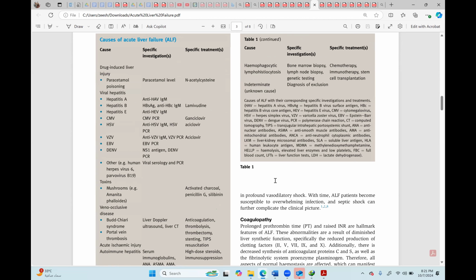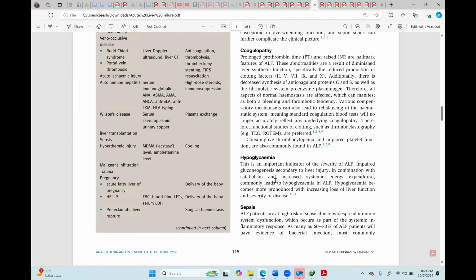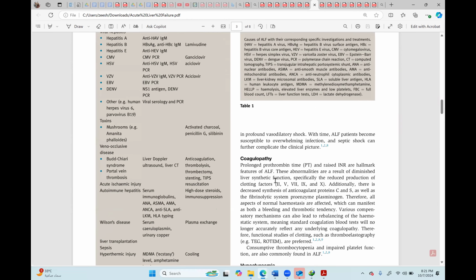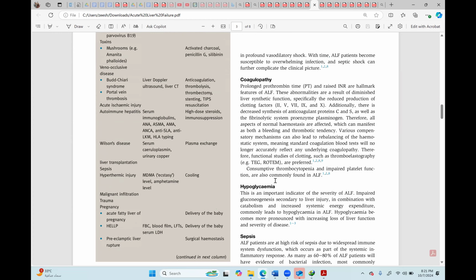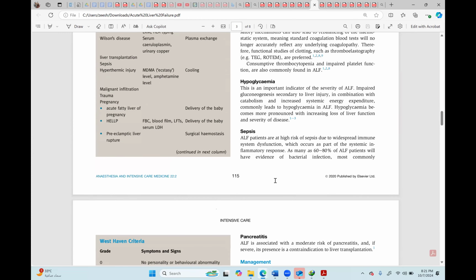Okay, so hemophagocytic lymphohistiocytosis. You yourself will feel nausea. So we discussed it. Coagulation factors, 2, 7, 9, 10. This one, hypoglycemia, sepsis.